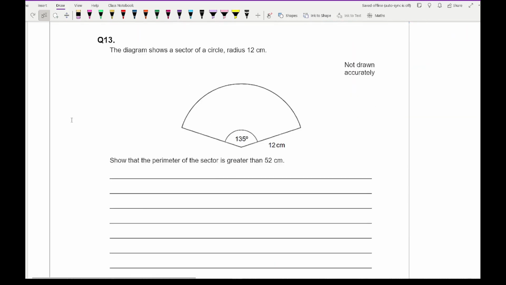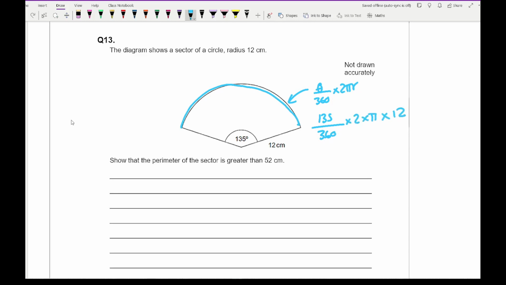Moving on to question 13, it says, again, very similar question. It says that the diagram shows the sector of a circle with radius of 12. Show that the perimeter of the sector is greater than 52. So from this, what we've got is we want to work out this length here. Now that there is arc length, and to work out the arc length, it's theta over 360 times 2 pi r. So substituting numbers in, I get 135 over 360 times 2 times pi times 12.